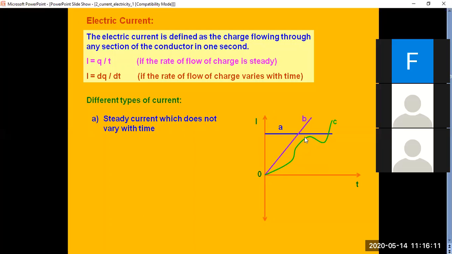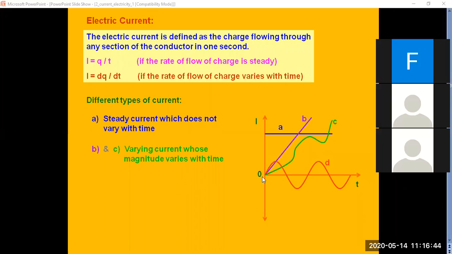Look at graph C. It is not a straight line. You have ups and downs. So that is called varying current, whose magnitude varies with time. With time, the magnitude of the current will also vary. That is, it will increase and it will decrease. So A, steady current, no variation with time. B, steady current with variation in time. C is varying current. Varying means the current changes with time.